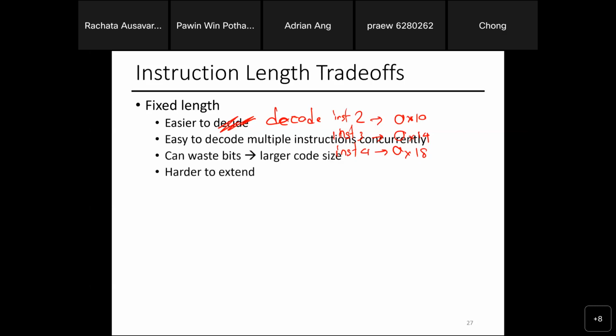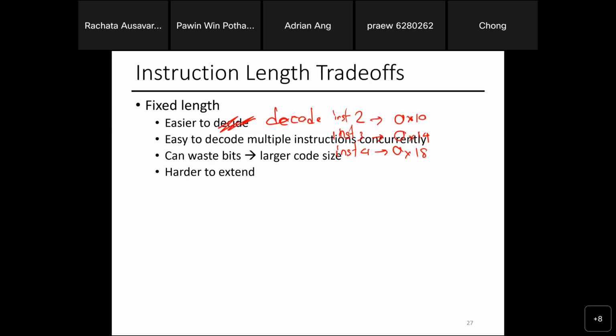The problem is it can waste bits. Sometimes your instruction doesn't need the entire 4 bytes. Sometimes your instruction might fit in just 1 byte, so you waste the space. Also, it's harder to extend.